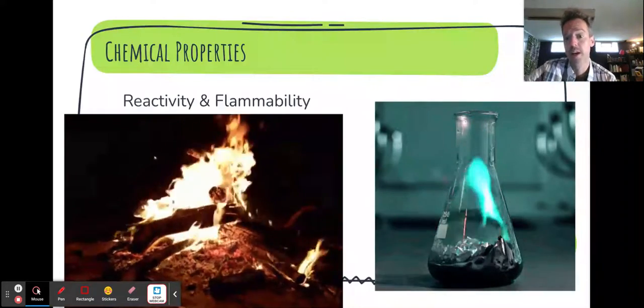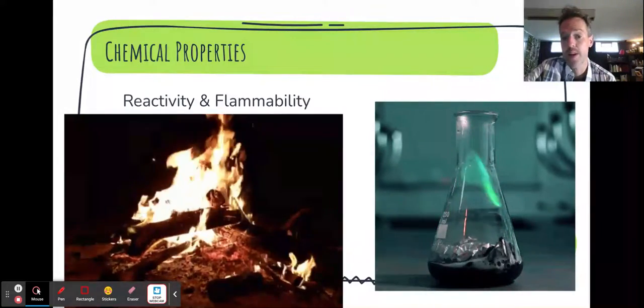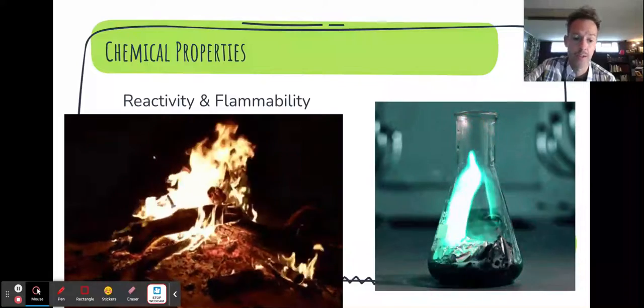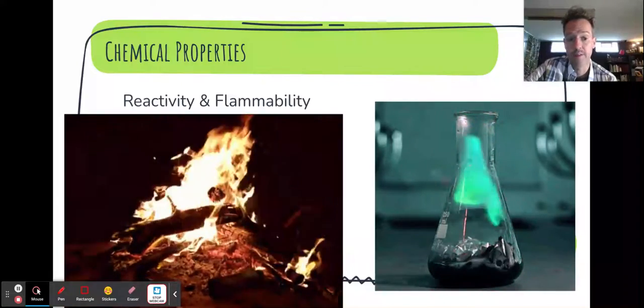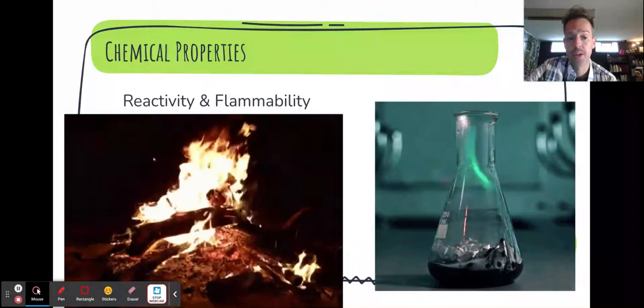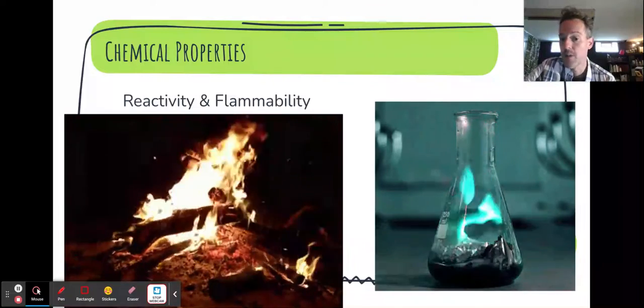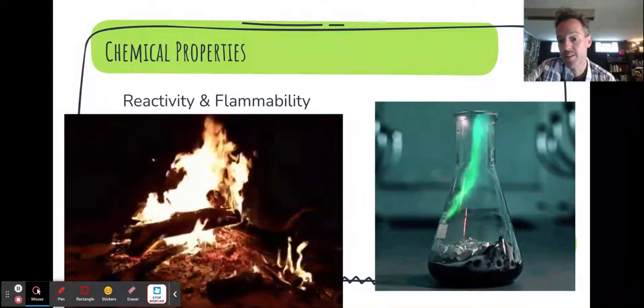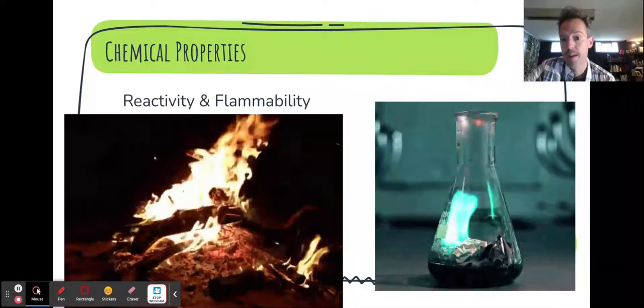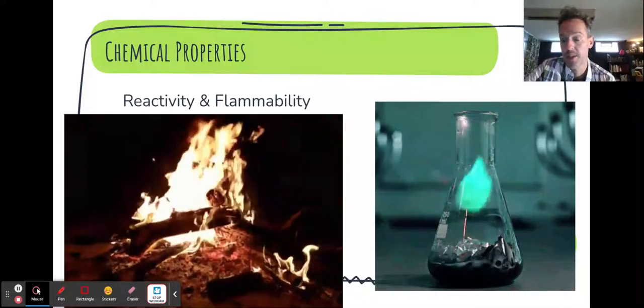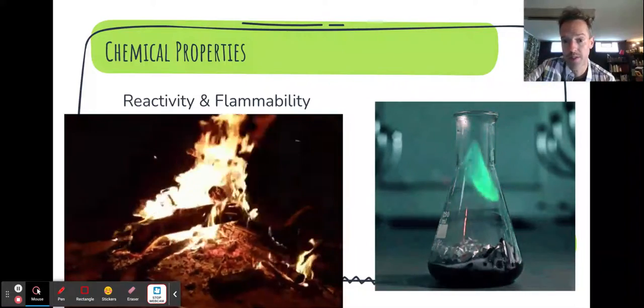Chemical properties, when we test to see if something is reactive and we combine it with another substance, if it is reactive, it's going to form something new. So it's going to change the substance. Same with flammability. When we test to see if it is flammable, if it will catch on fire, it's going to create something new. It's going to change the substance.